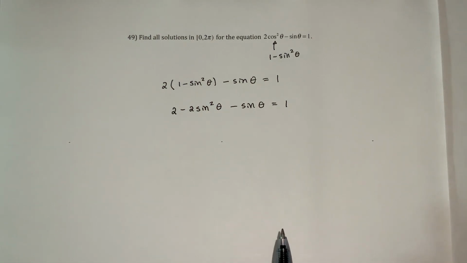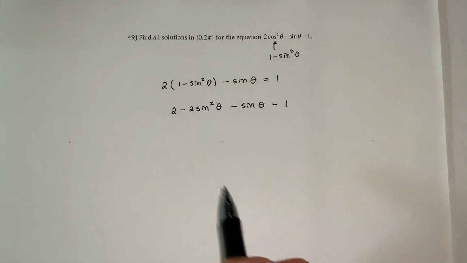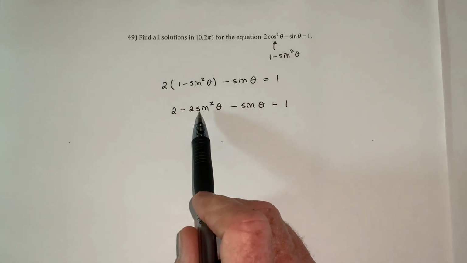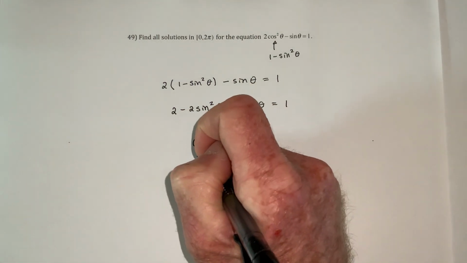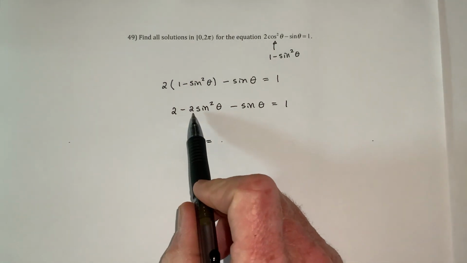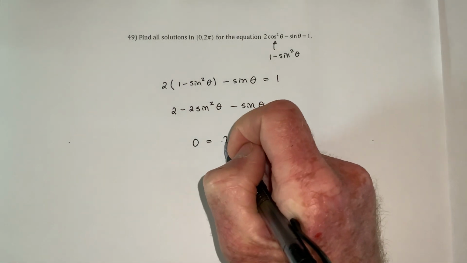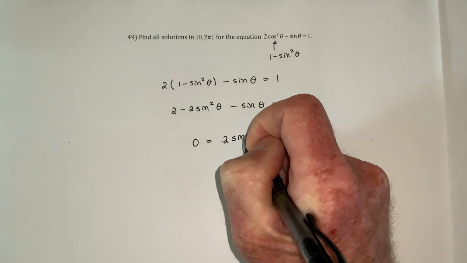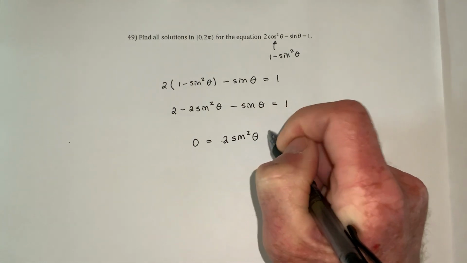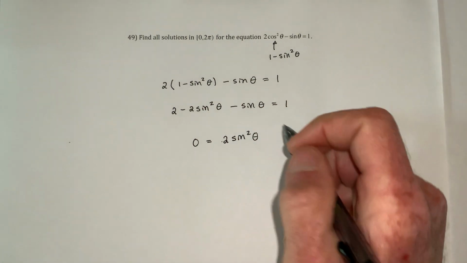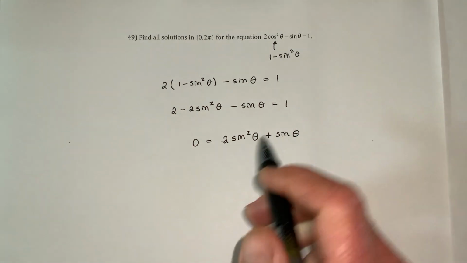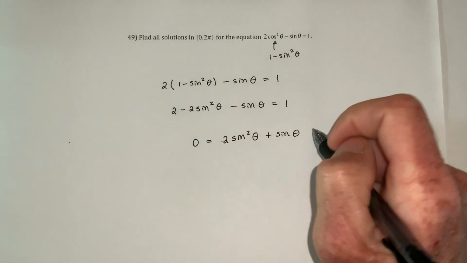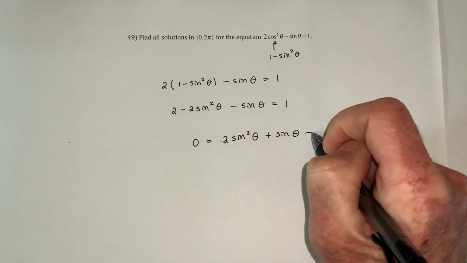Now we need to put everything on one side of the equation, get everything together. Also, whenever possible, I like the sine squared one to be positive. So I'm going to move it over to the right side. So the left side will have 0. So add this to the right side, it becomes a positive 2 sine squared. Also add the sine to the right side, it becomes positive sine of theta. And then subtract 2 from both sides, and 1 minus 2 will be negative 1.